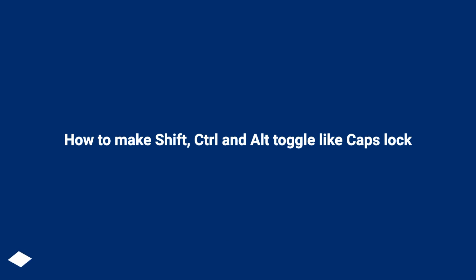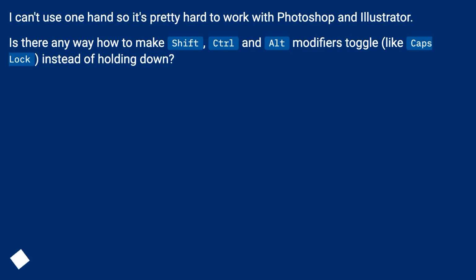How to make Shift, Ctrl and Alt toggle like caps lock. I can't use one hand, so it's pretty hard to work with Photoshop and Illustrator. Is there any way how to make Shift, Ctrl and Alt modifiers toggle, like caps lock, instead of holding down?